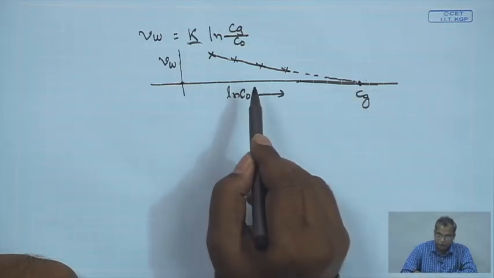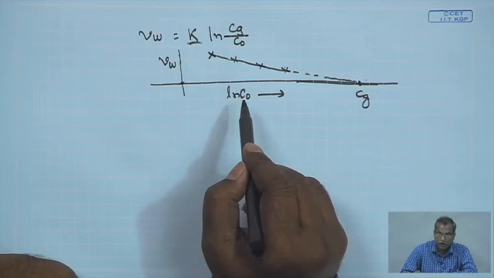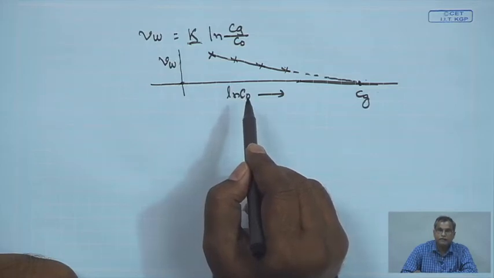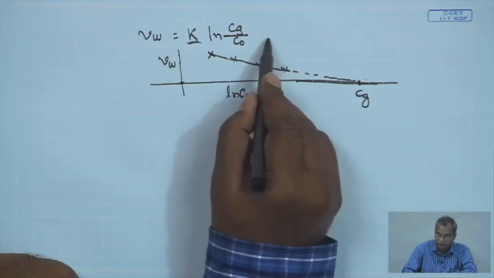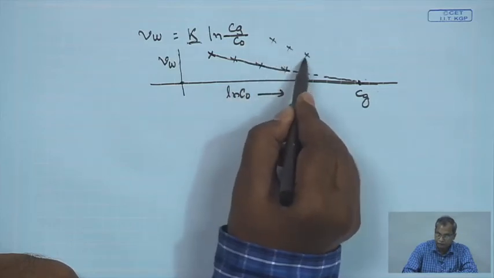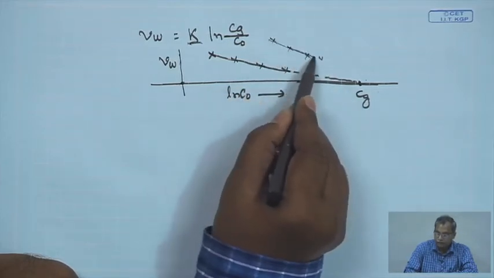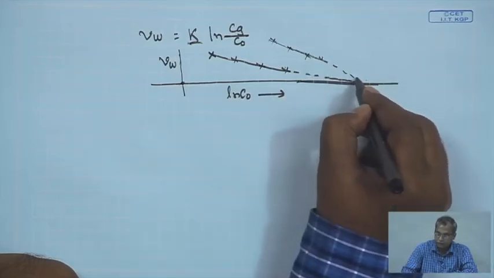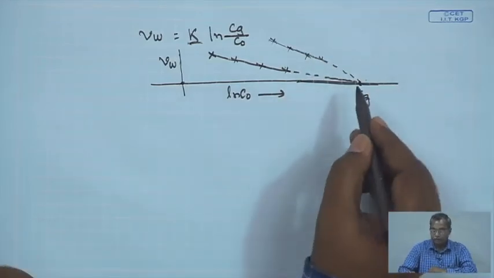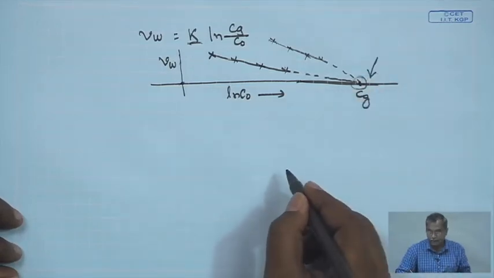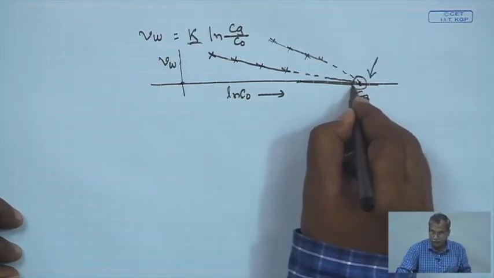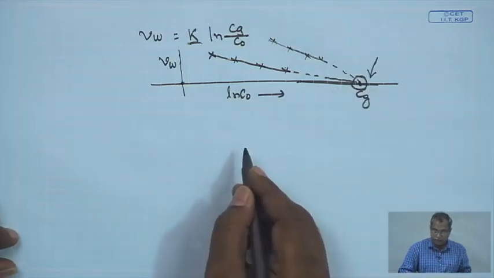If you conduct the same set of experiments with another value of turbulence or mass transfer coefficient, you will be getting another line. But if we extrapolate, that will boil down to the same value of C g. So, that is how the gel layer concentration can be obtained experimentally, and this parameter can be estimated.